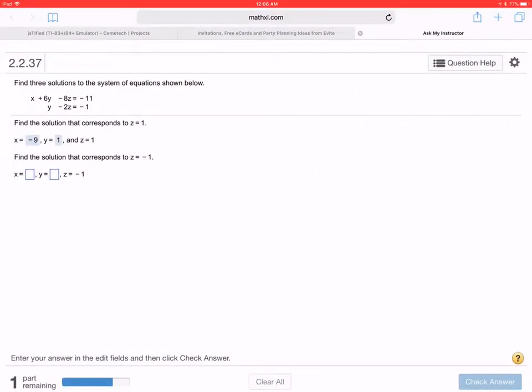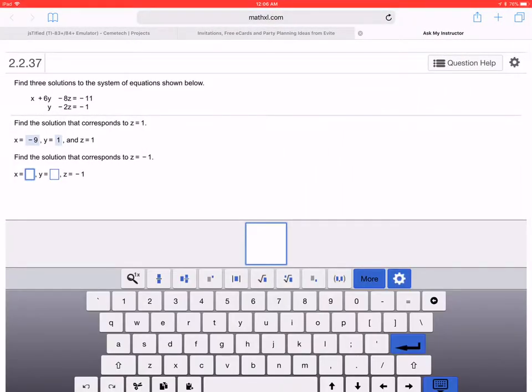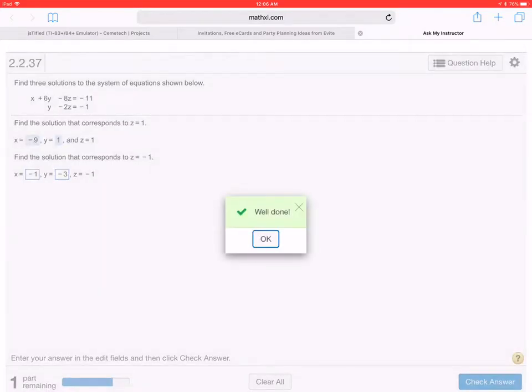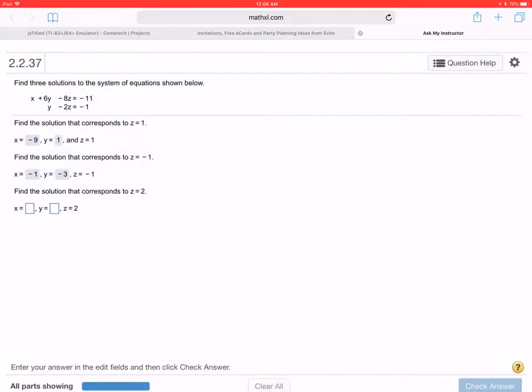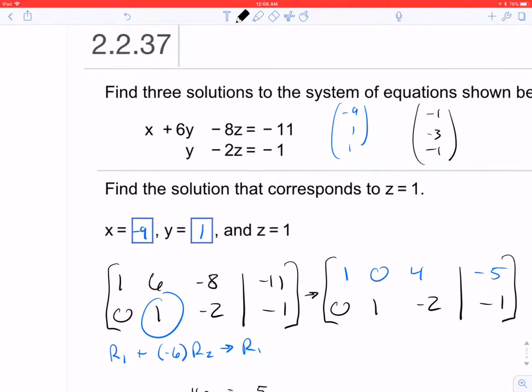Now let's try it in Pearson. We said negative 1, and then negative 3, and cross our fingers. Okay, we got the second. Now the third, we can say let z be 2.